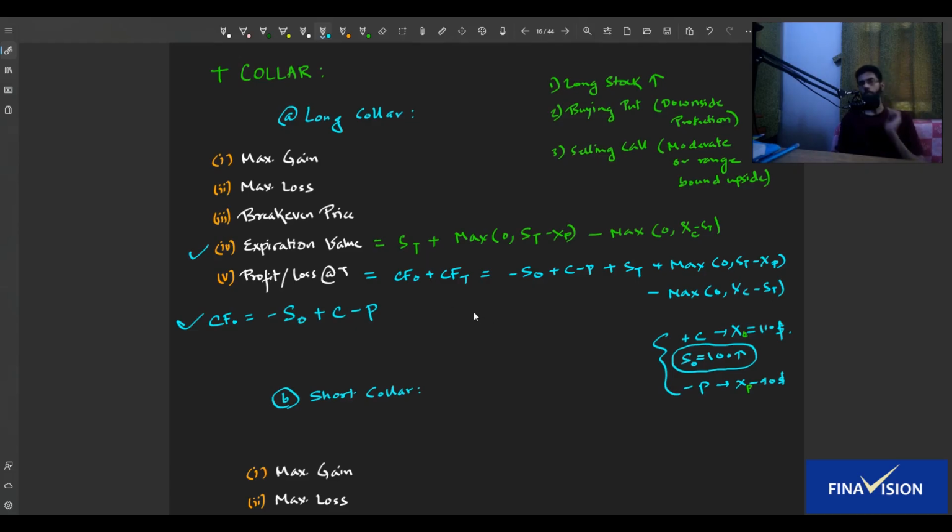What is the break-even price, friends? The break-even price is the initial price of the stock plus the cash outflow or inflow due to the premiums, right? So break-even price is equal to S0 plus the difference in the premiums. Now if this difference is negative, the break-even price will be lesser than S0. If this premium difference is positive, the break-even price will be greater than S0, right?